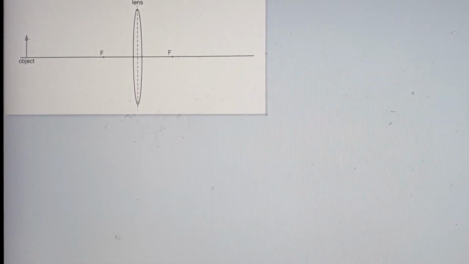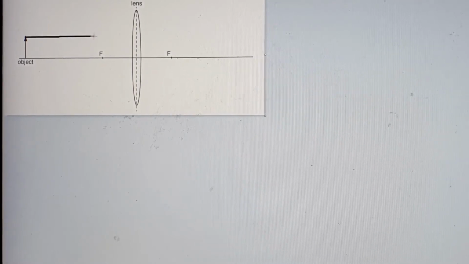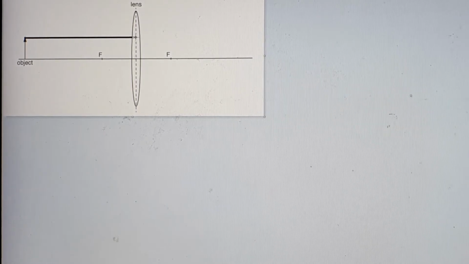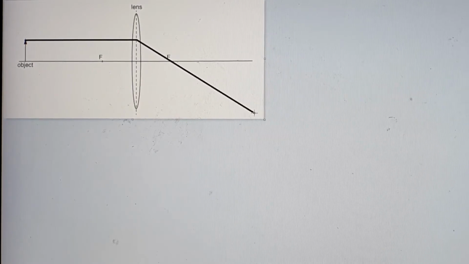Okay, so here's the diagram from the question. You've got the object on the left-hand side, you've got two foci, and you've got the lens in between. So first of all, you need to draw a line parallel to the principal axis. From the top of the object, you draw a parallel line, and it has to hit the center of the lens. Once it hits there, it has to pass through the focus on the right-hand side. I'm just drawing it longer, so then you know where it will intersect.